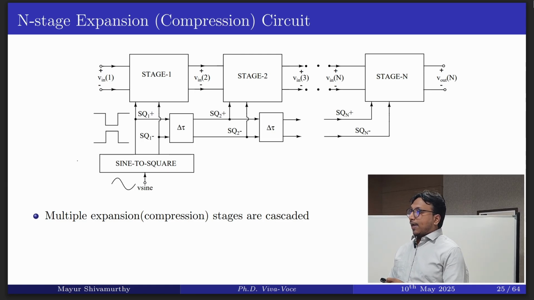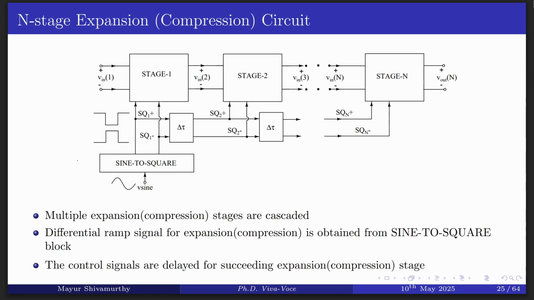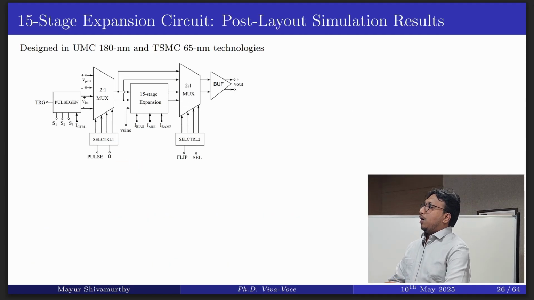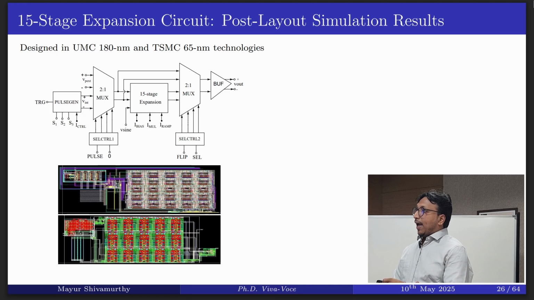An external sinusoidal signal is first converted to a differential square wave, and the differential square wave is then applied to the on-chip ramp generator to generate a differential ramp signal, and the control signal of the succeeding stages of the expansion or compression blocks is also delayed by a certain amount of time. So using this, we have designed and implemented a 15-stage expansion circuit in both UMC 180 as well as TSMC 65 nanometer technology.